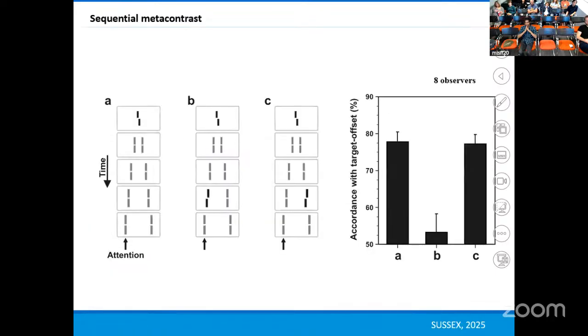We can give this quantitative expression. So here we have our stream. We ask subjects to pay attention to the left. And then we ask them just to push a button.